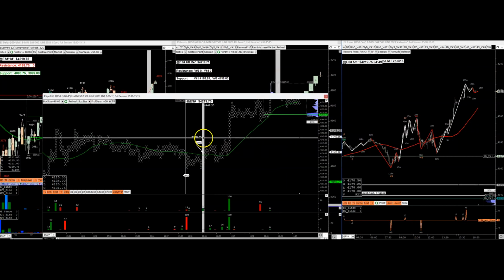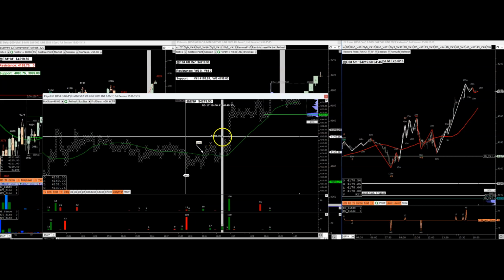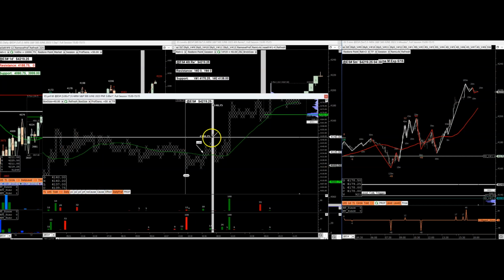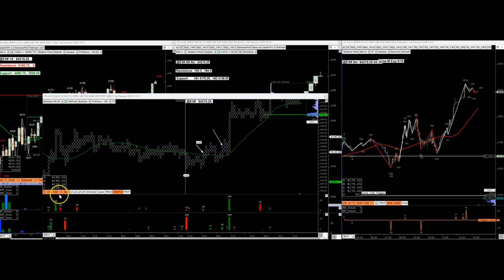You could also see the pullback hold right there, rallying with volume. So there is strength right there.